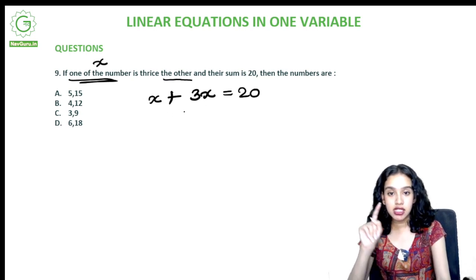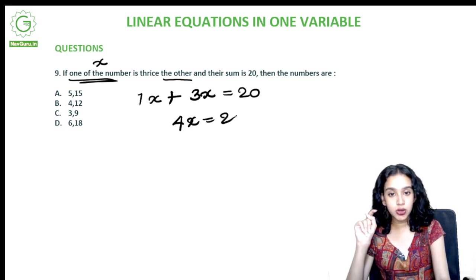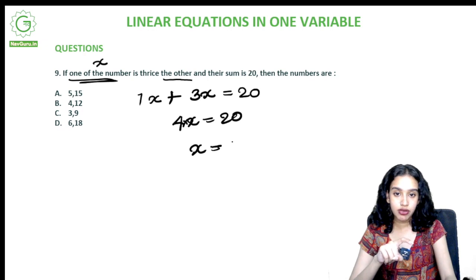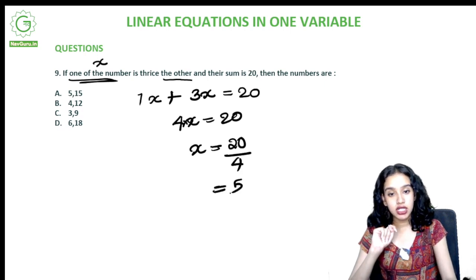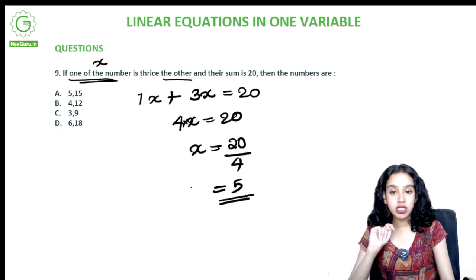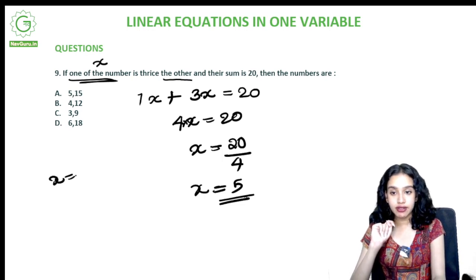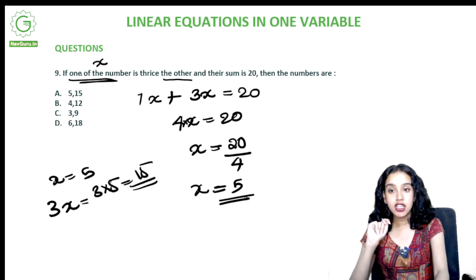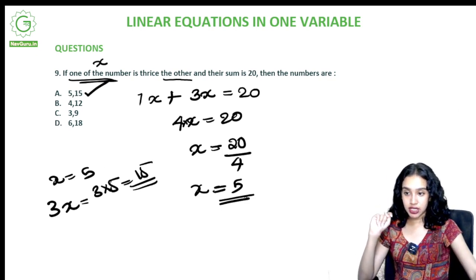So x plus 3x, this means 1x plus 3x, is 4x. 4x is equal to 20. So what is x? This is 4 into x. When I take it to the other side, it becomes 20 divided by 4, because x into 4 becomes divided by 4. So 20 by 4. What is 20 by 4? It's 5, right? So what is the value of x? x is equal to 5. And what is the other number? It's 3x, right? So 3x is equal to 3 into 5, which is equal to 15. So the answer is 5 and 15.